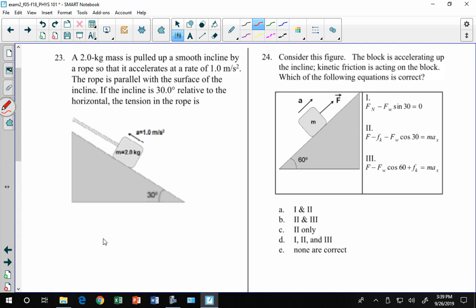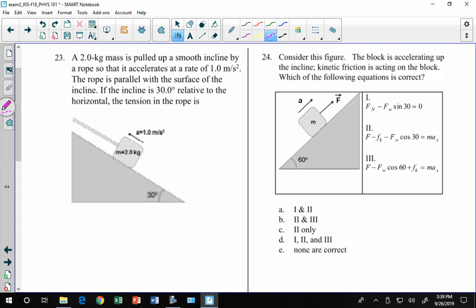Can we do another inclined plane problem? Yeah, it's good for you to see it. Okay, it's like taking your medicine. It's good to do it. This one has no friction, so that means that it's a little bit easier.